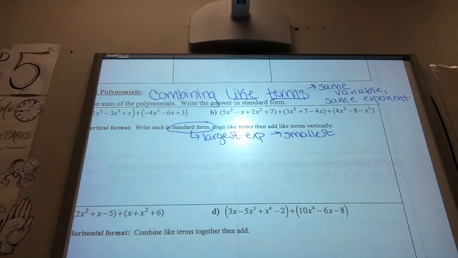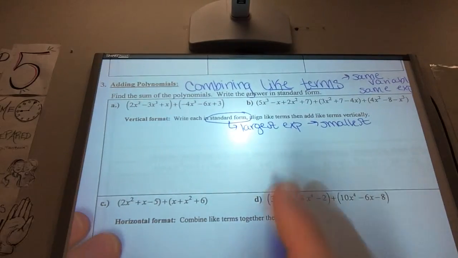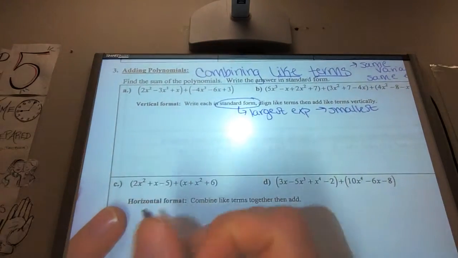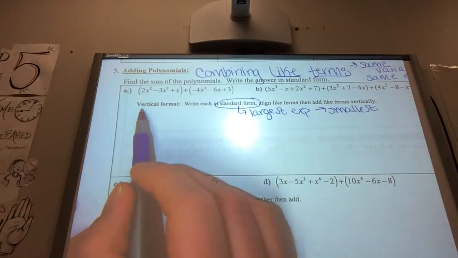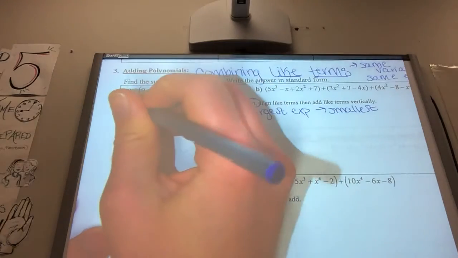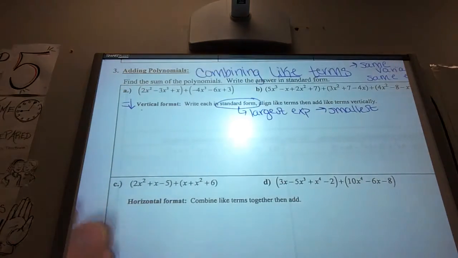Right, so there's two different ways that we can do this. One way, and I just want you to watch and not write, and then I'll give you a chance to write, is to line them up vertically, meaning one on top of the other, and then we will add them together. So it's going to create vertical addition.